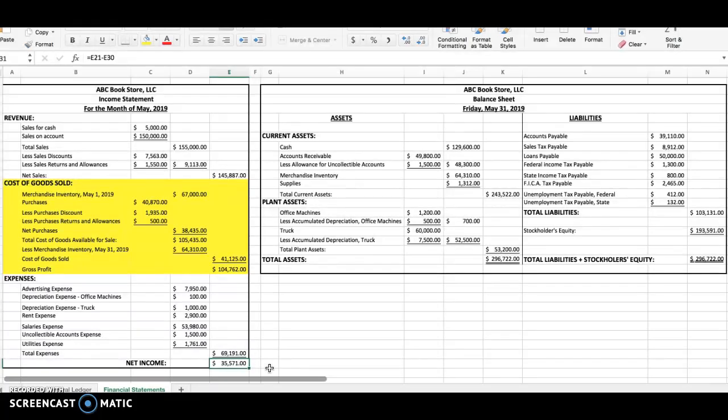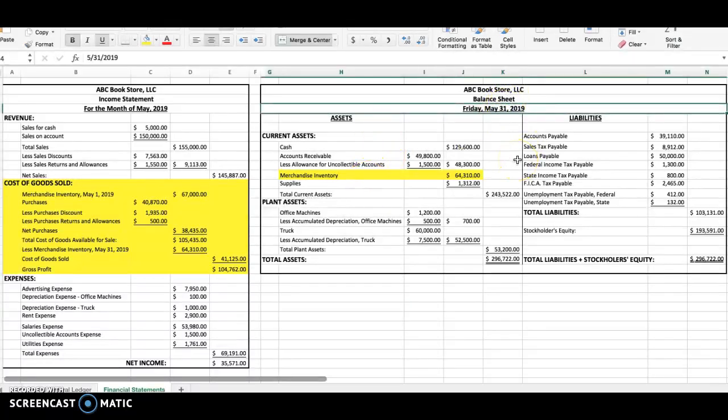One more point I want to show you here, and we'll talk about this perhaps a little later in some problems. Somehow we end up with an ending inventory after we take account of all the things we have on hand. It also ends up over here in the balance sheet. The balance sheet shows us $64,310. And that's as a result of taking inventory. That's what we have on hand as of May 31st, 2019. That's the value of the merchandise inventory, and that's part of the balance sheet.